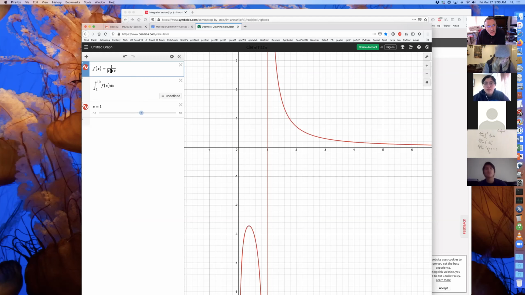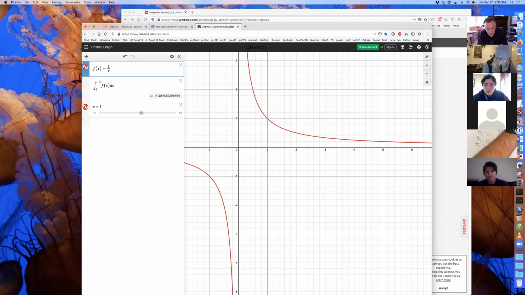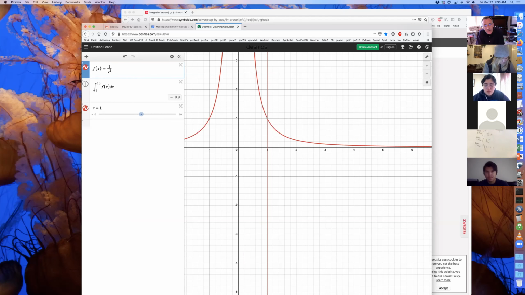But check out this function. This function is going down just a wee bit faster than x log x. And this one's going down fast enough, right? This one's going down fast enough that it actually closes it off. It actually gets a finite value of the area.